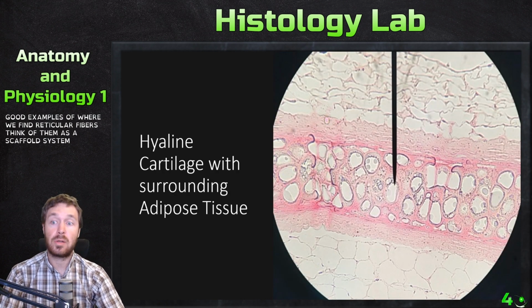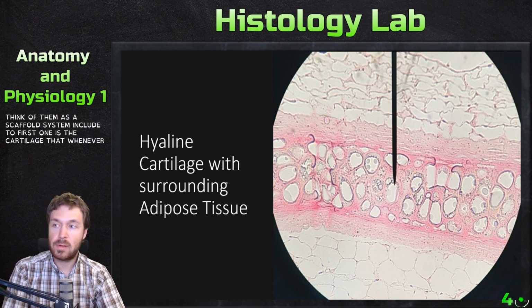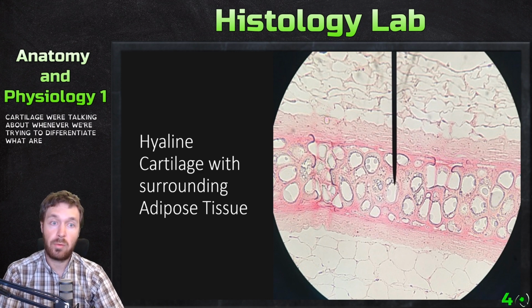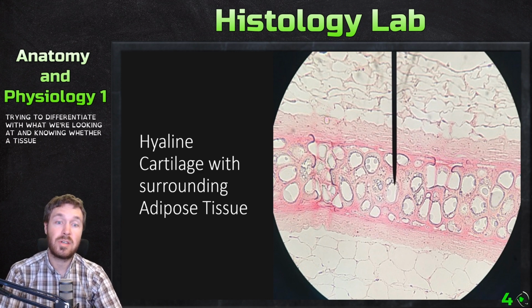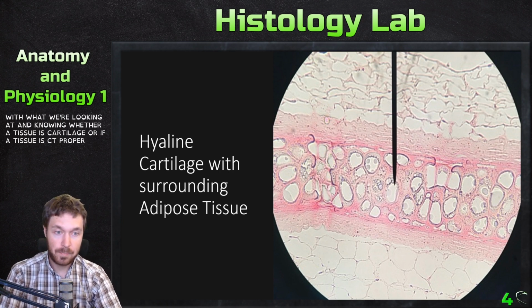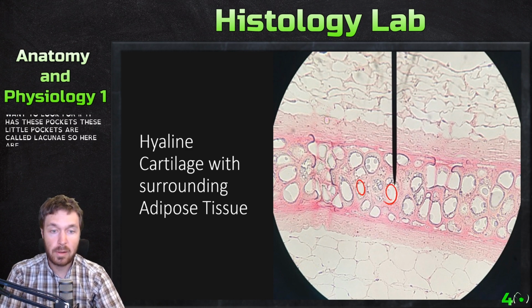This one we actually include two. First one is the cartilage. So this is the first cartilage we're talking about. Whenever we're trying to differentiate whether a tissue is cartilage or CT proper, you want to look for these pockets. These little pockets are called lacunae. So here are the lacunae.